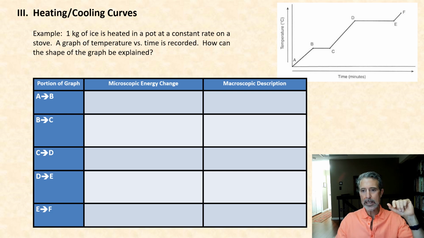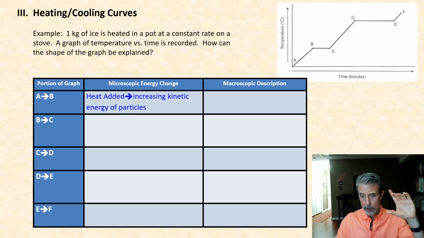So let's start by considering the first sloped portion of our graph, what I'm calling AB here. If we try to explain this, we're going to look at an explanation from a microscopic point of view, trying to explain the energy changes taking place, as well as describing this from a macroscopic point of view. What is happening? Well, you can see on your graph here that in going from A to B, the temperature of our sample is increasing.